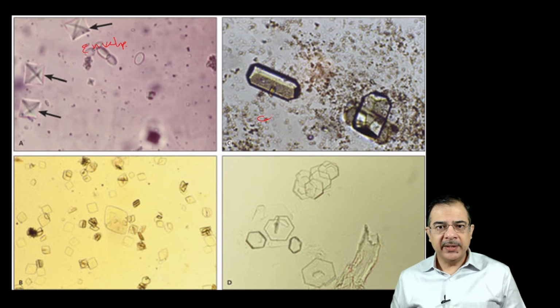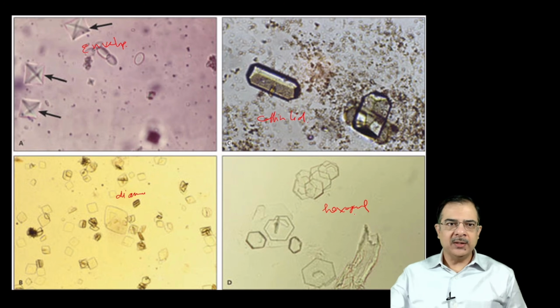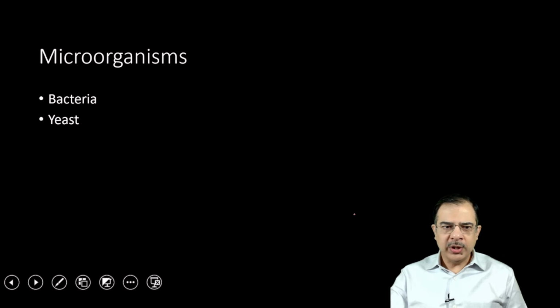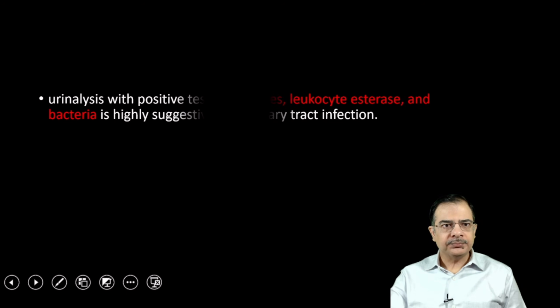This is coffin lid crystals which are present, and this is diamond shaped crystals, and this is hexagonal crystals. Hexagonal. So these are the different types of the crystals. Now microorganisms can be bacteria or yeast, which can be positive.